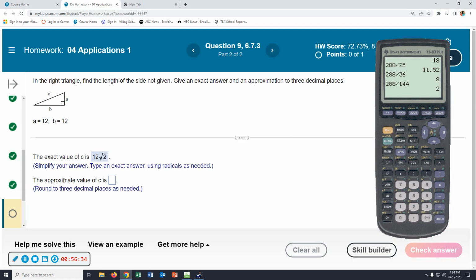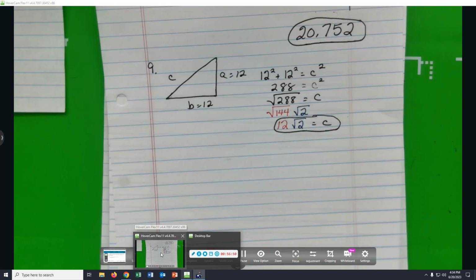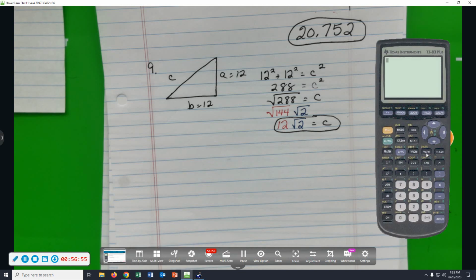And now, given a rounded value, approximate value, round to 3 decimal places. Well, if you want to type in 12 square root of 2 for the decimal point value, that's fine. I think it might be easier just to type this in, square root of 288. And that'll get you the same thing as typing 12 square root of 2. So however you want to do it.